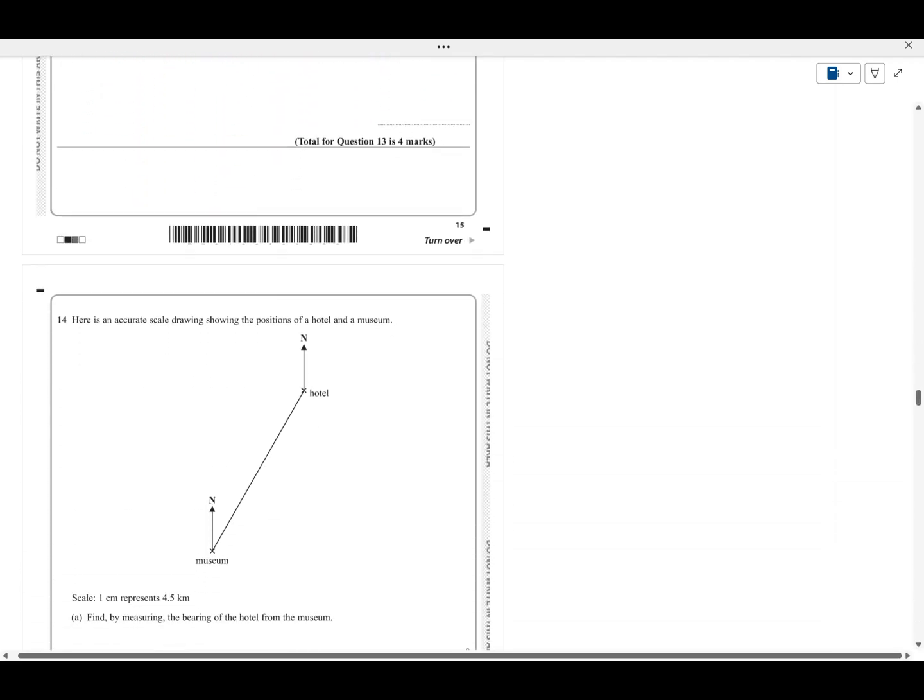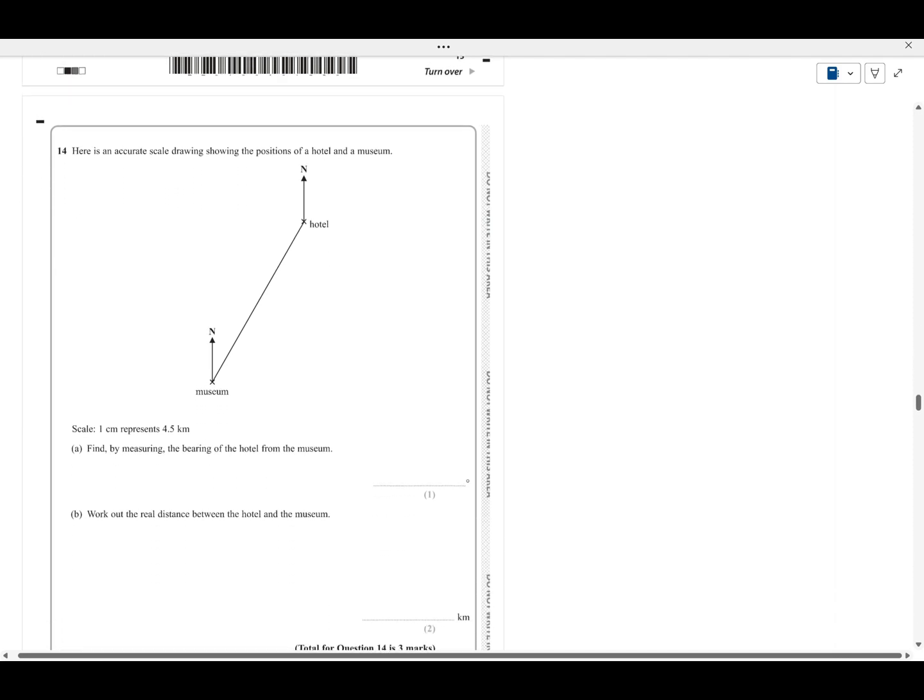Let's have a look at number 14. Now I'm going to find this one tricky because I can't measure the lengths and the angles. So let me show you how to do it. 14, here is an accurate scale drawing. Find by measuring the bearing of the hotel from the museum. So you're going to need to measure that angle there. And when you give your answer, give it in 3 digits. So if that angle was 15, then your answer would be 015 for the bearing. But I don't know what that angle is.